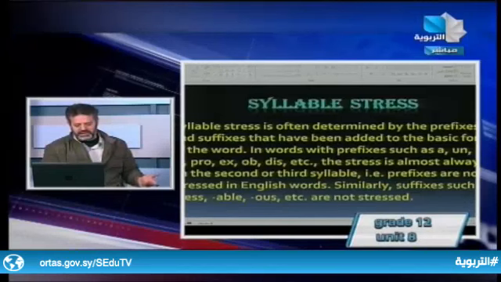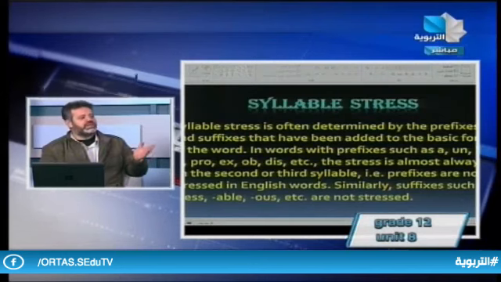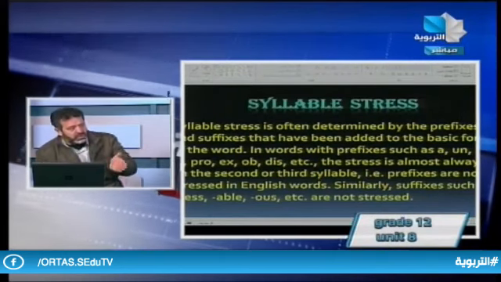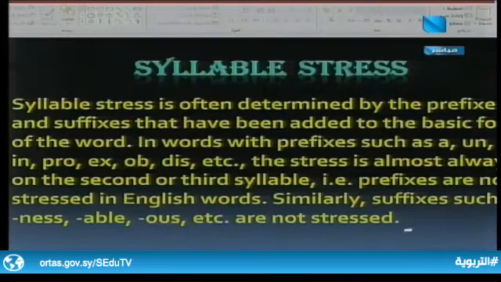Now we will have some examples about that. Go on, please, Mr. Mazen. Prefixes are not stressed in English words. Similarly, suffixes such as ness, able, ous, etc., are not stressed. So neither the prefixes nor the suffixes are stressed in English.